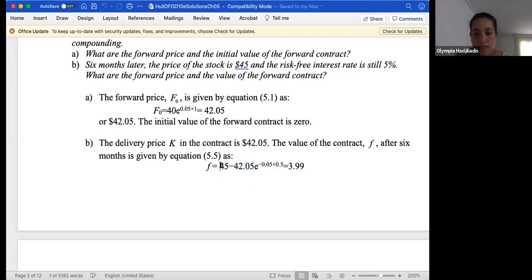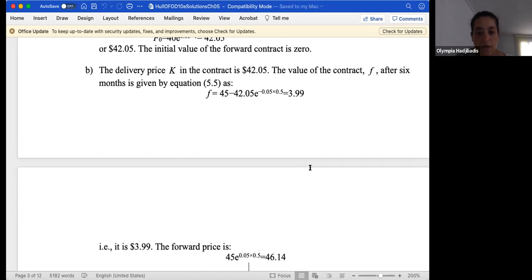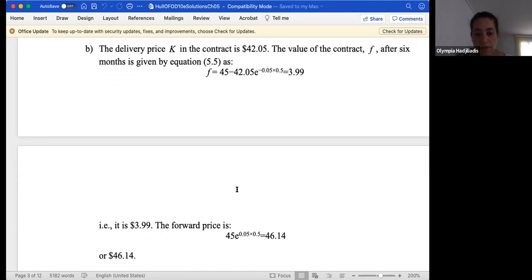So 6 months later, S0 is 45, and K is 42.05, what we found over here, and that is being discounted by e to the minus 0.05 times 0.5. Why is K 42.05? Because that is the delivery price in the contract. So 42.05 e to the minus 0.05 times 0.5 is going to give you 3.99, and that's the value of the forward contract.